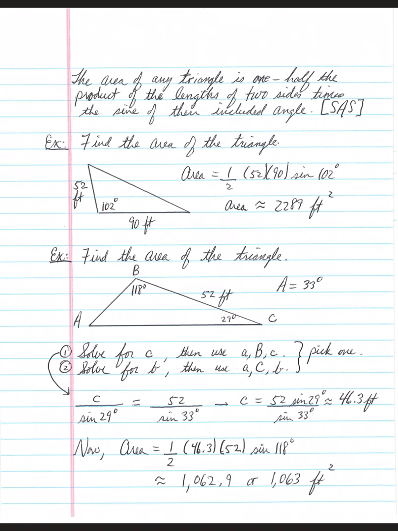Now we have side angle side. Let's apply the area formula. 1/2 of the 2 lengths, 46.3 times 52 times the sine of the angle between. That's sine 118. That gets us ballpark 1,063 square feet.